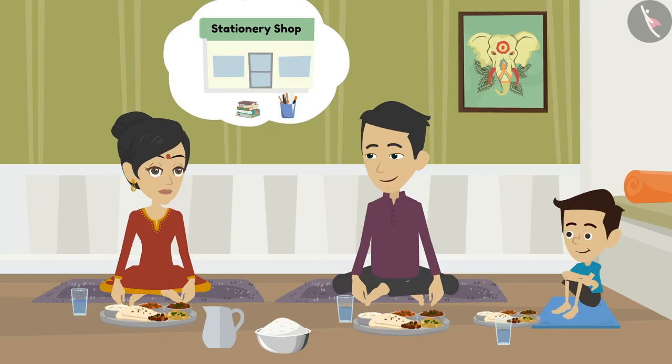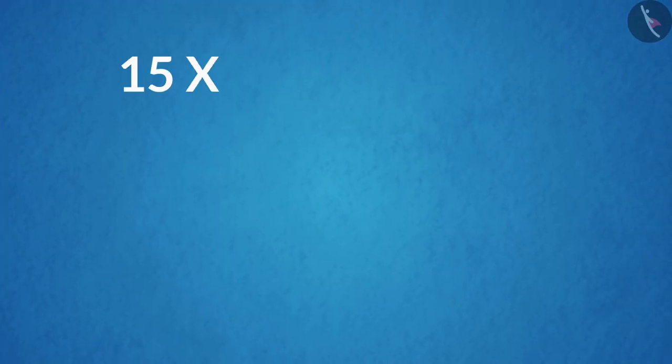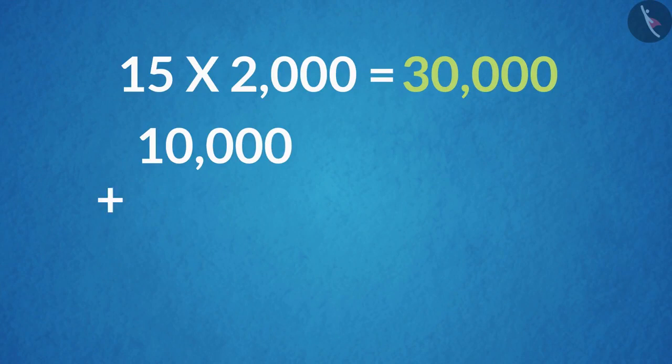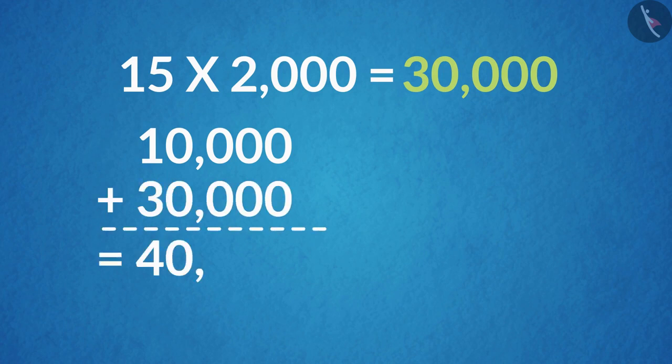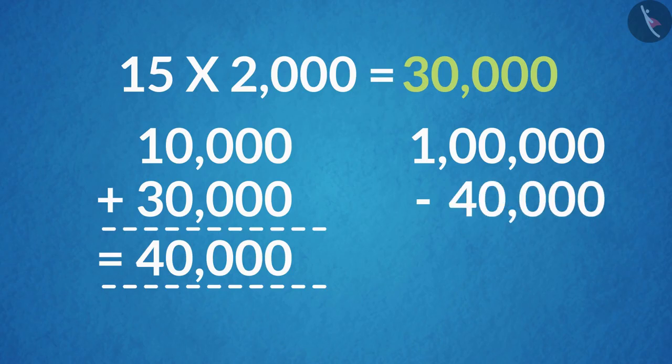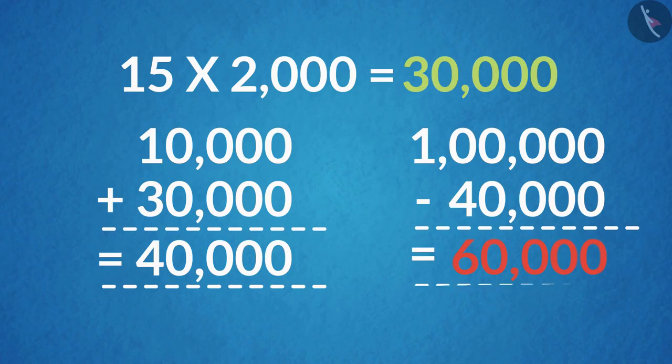Multiply 15 by 2,000. If we multiply 15 by 2,000, we get 30,000 rupees. That means we have a total of 10,000 plus 30,000. That is equal to 40,000 rupees. But I need rupees 1 lakh for this purpose. That means we have to borrow 60,000 rupees from somewhere.